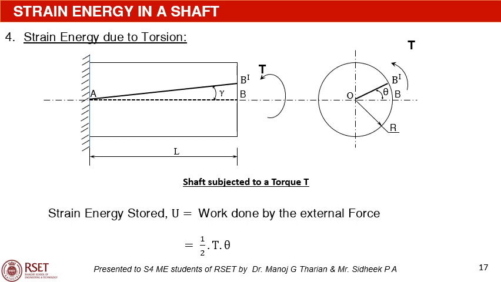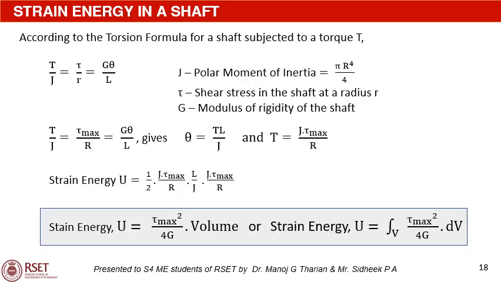The strain energy stored U is equal to work done by the external force. That is, U is equal to half T into theta. We have already studied the torsion formula for a shaft subjected to a torque T in the third semester. That is, T by J equal to tau by R equal to G theta by L, where J is the polar moment of inertia which is equal to pi r raised to 4 by 4. Tau is the shear stress in the shaft at a radius small r. G is the modulus of rigidity of the shaft.